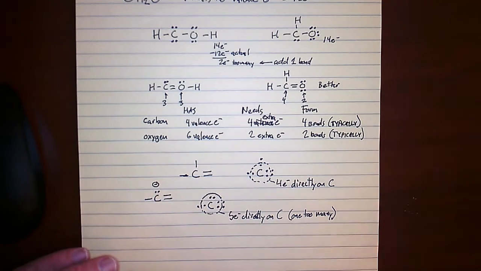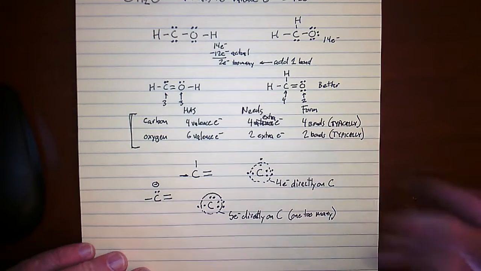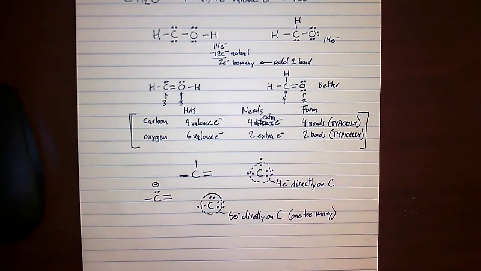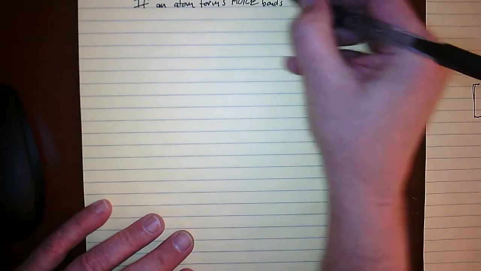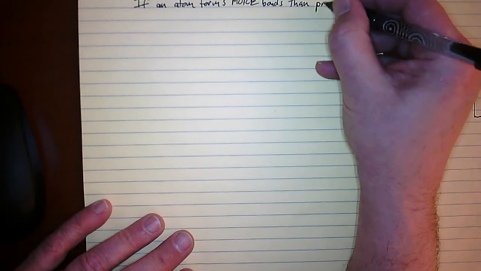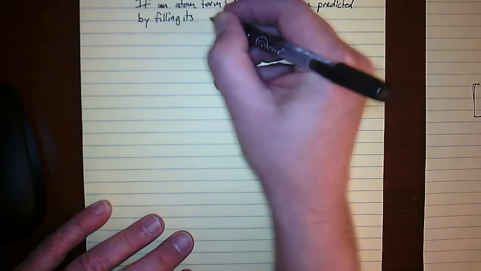Okay? So what I really want to stress right now is that when you're drawing these structures, we can figure out how many bonds an atom typically has if an atom forms more bonds than predicted by filling its valence shell.